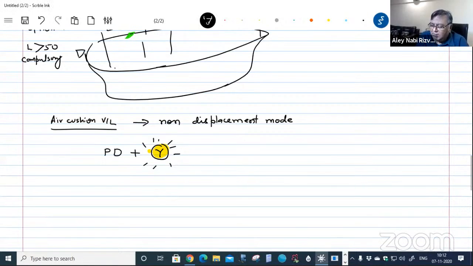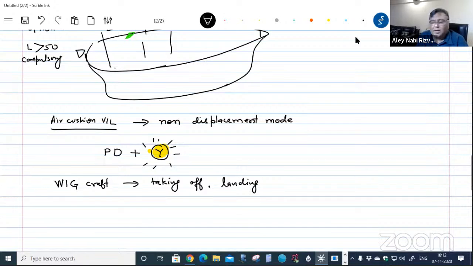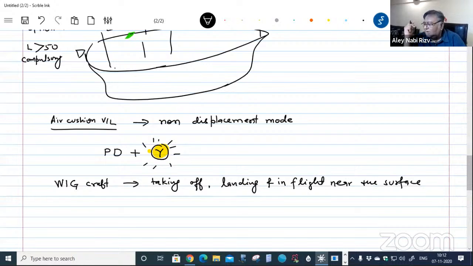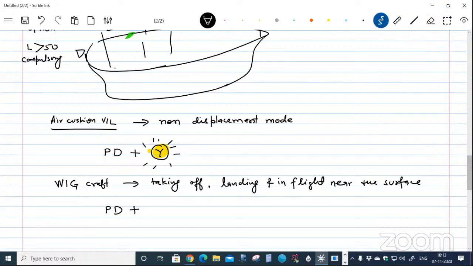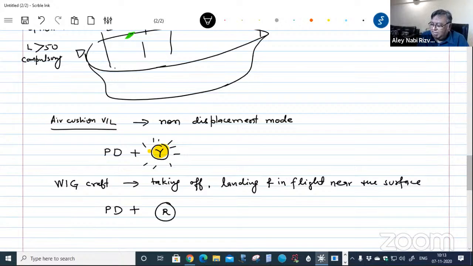Now, second, there is something called WIG, wing in ground craft. What is it doing when taking off, landing, and in flight near the surface? See, you got to be very careful when you are describing. You need to describe that wing in ground when taking off, landing, or in flight near the surface. What is the light? Very simple. Power driven light plus all round flashing red light.